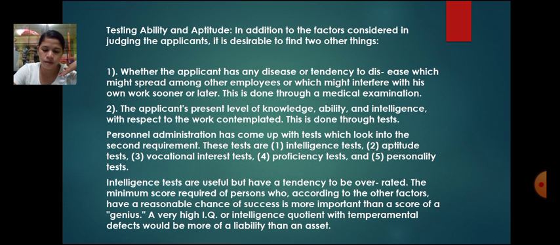So second is the applicant's present level of knowledge, ability, and intelligence with respect to the work contemplated. This is done through the test. So personnel administration has come up with tests which look into the second requirement. These tests are intelligence test, aptitude test, vocational test, interest, proficiency test, and lastly, personality test.